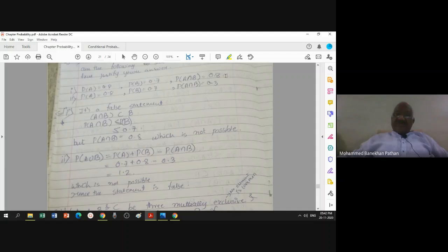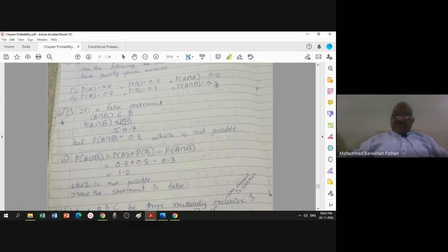But here that is not happening. Here it is 0.8 and the original is 0.7, which is a contradiction. And that is why the statement is false. So such a type of justification you have to write.